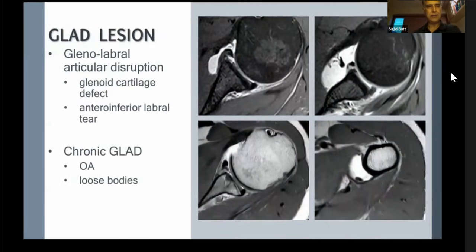What's GLAD? GLAD is glenolabral articular disruption. So you've got a bit of a disruption of the articular cartilage along with the anteroinferior labral tear. So that's a GLAD lesion. A chronic GLAD lesion can have osteoarthritis of the shoulder and with a few loose bodies identified within the joint recess. So that's, again, arthrogram studies. We can see a bit of a loose body as a filling defect.